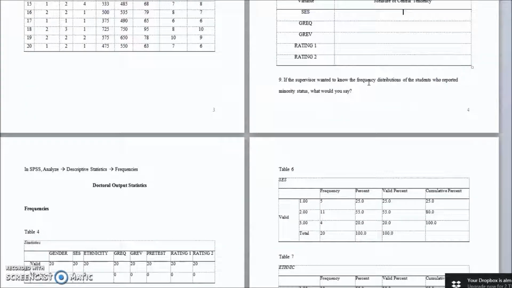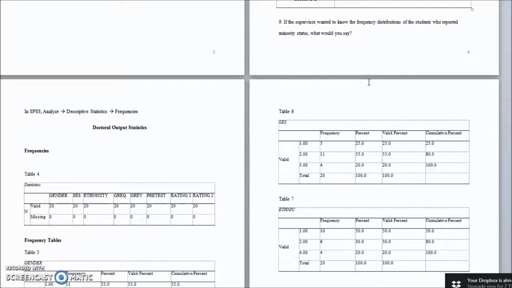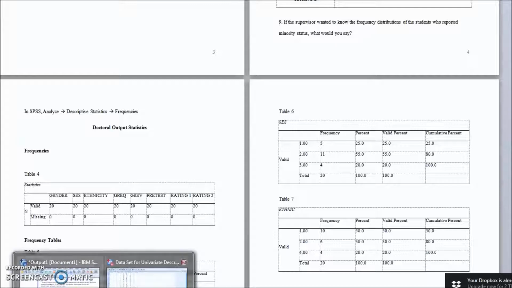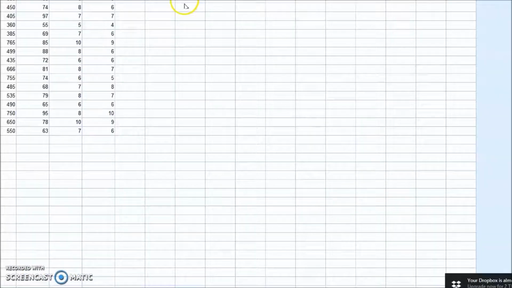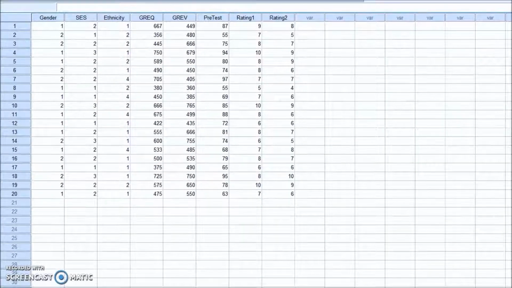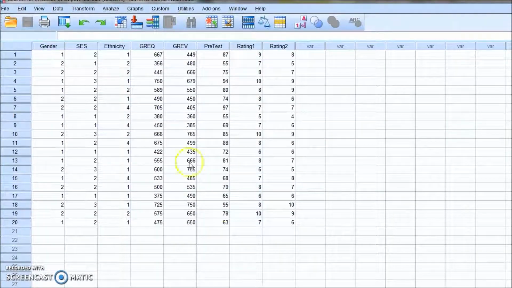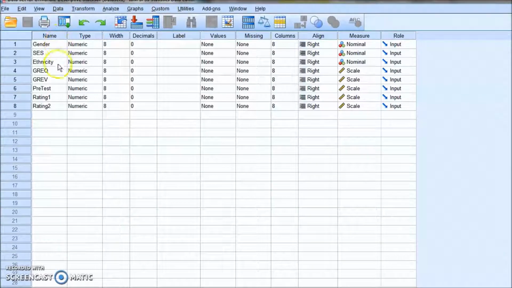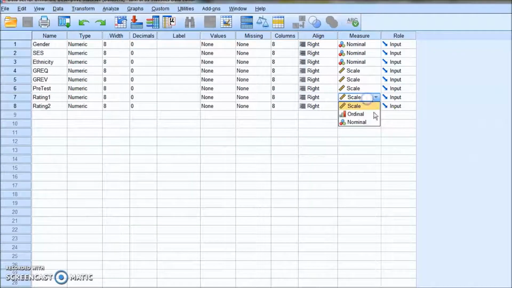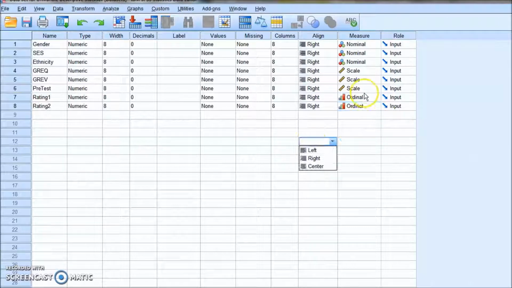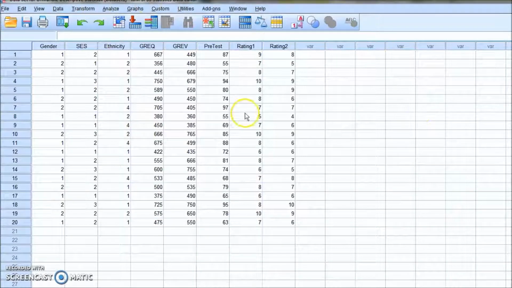Now, if your supervisor wants to know the frequency distribution of the students who reported minority status, what would you say? So this is done using SPSS. I already inputted the data set in SPSS, and I'm going to move my window to show you what it looks like. So this is what the SPSS data set looks like. If I show the variable view, I already have gender. I have given the variable types, which are nominal, nominal, nominal. And see here, I need to change this to an ordinal scale because they are ordinal scales. And then I said no decimal points. And so this is my variable.